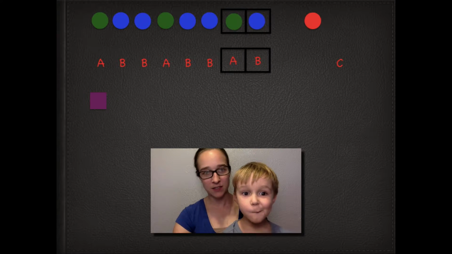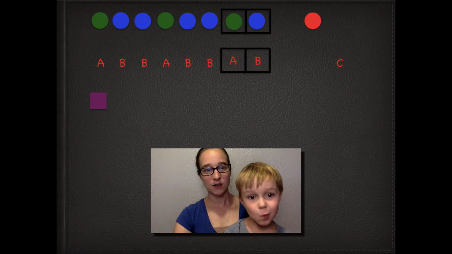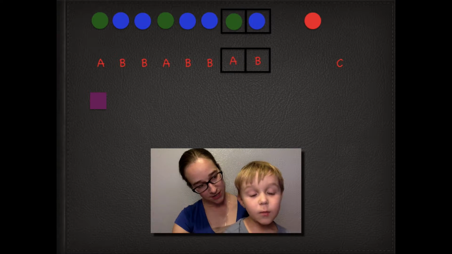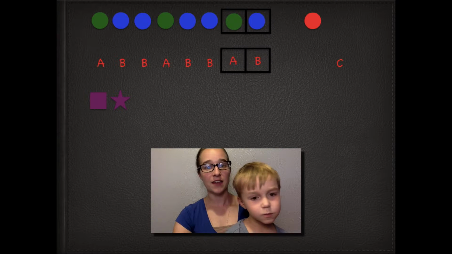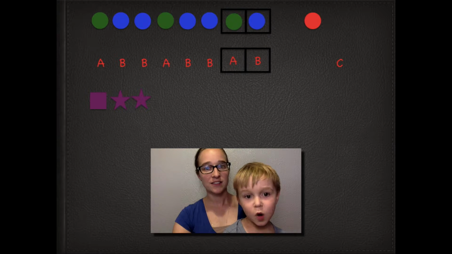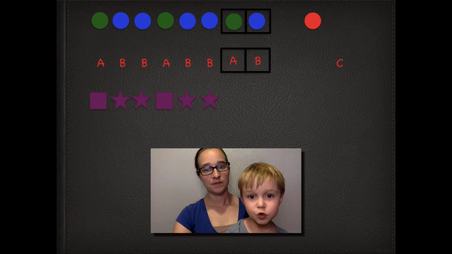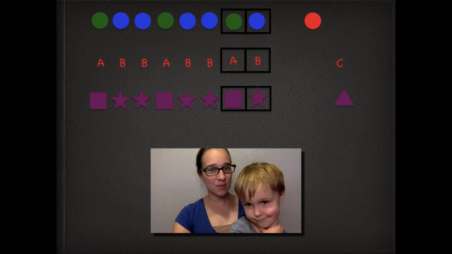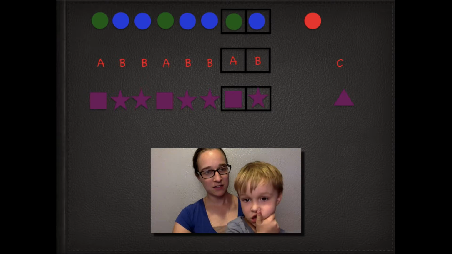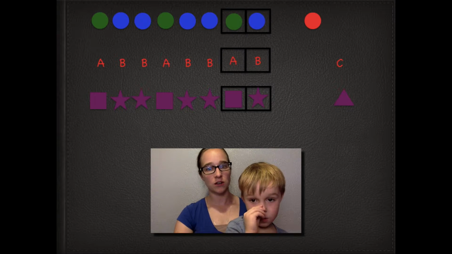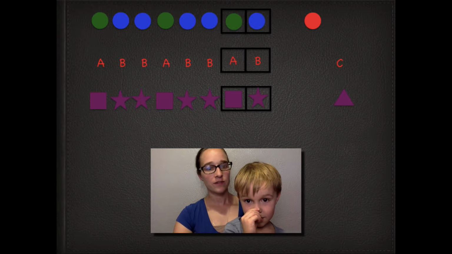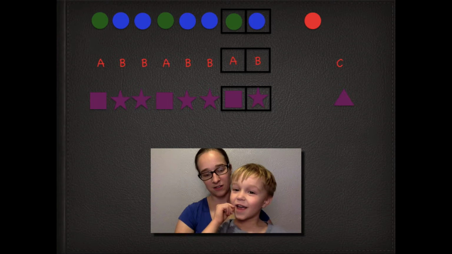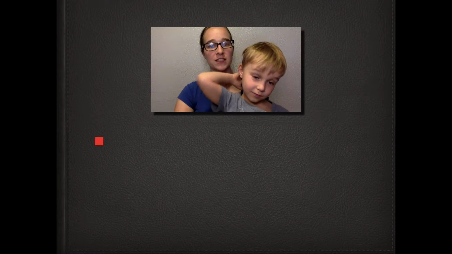Tell us what the shape pattern is. Square, star, star. And what should come in the first box here? Square. And then what? Star, star. Good. And if we were to keep going with our pattern, what would come next? We have square, star, star, square, star, star, square, star, star. Good. And then we're going to clear that off and let's start with this pattern.